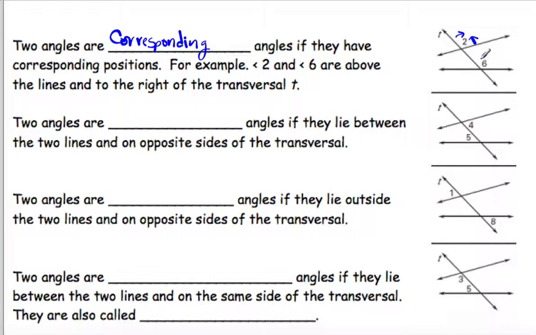So it's above and to the right, and in this set down here, 6 is above and to the right of the transversal. T is the transversal here. So they are in corresponding locations. Two angles are blank angles if they lie between the two lines and on opposite sides of the transversal. These are called alternate interior.